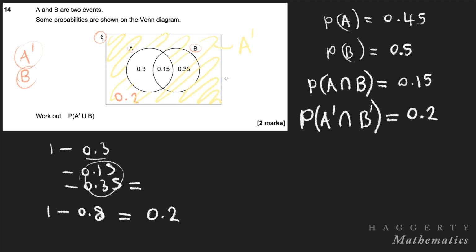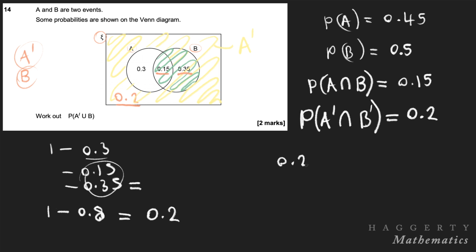What about B? Well, let's make that green perhaps. That would be all of this space here. Anything inside the green circle is going to be the B space. And what we're going to do is the union of the yellow space with the green space. So that's going to include the 0.15 here, the 0.35 here, and the 0.2 here as well.